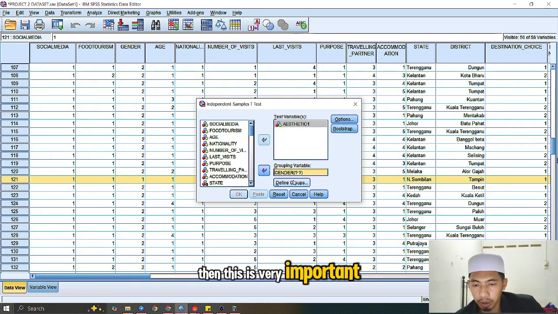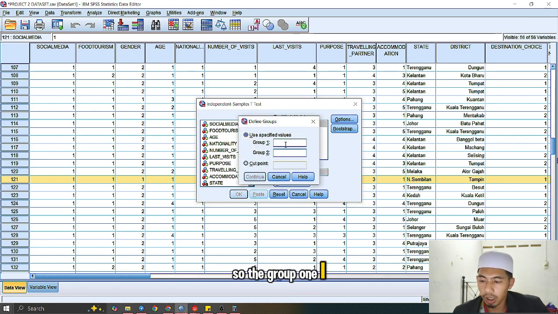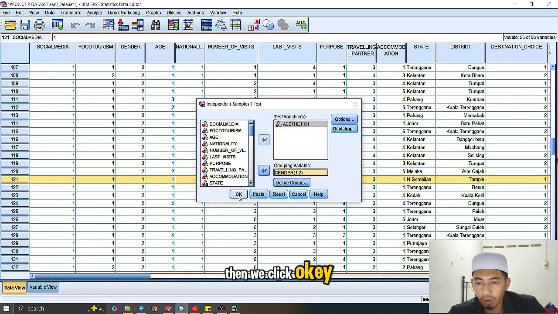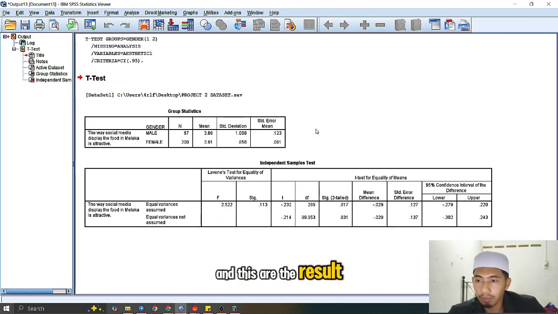Then this is very important, we need to define the groups. So for group 1 I will choose number 1 as male, and for group 2 I will choose number 2 as female. Then we click OK, and this is the result of the t-test.